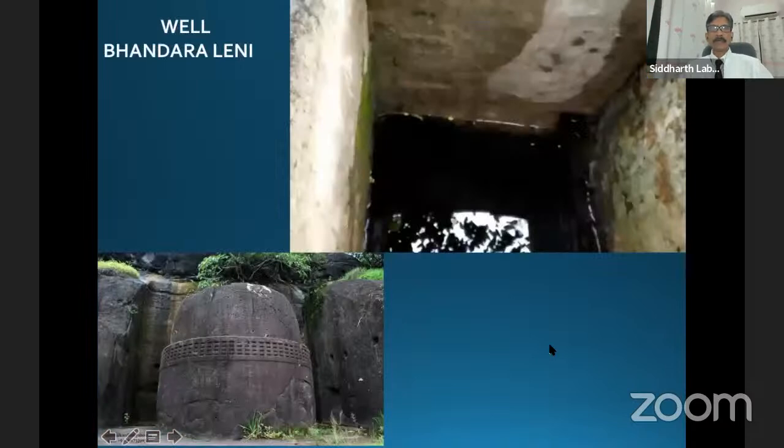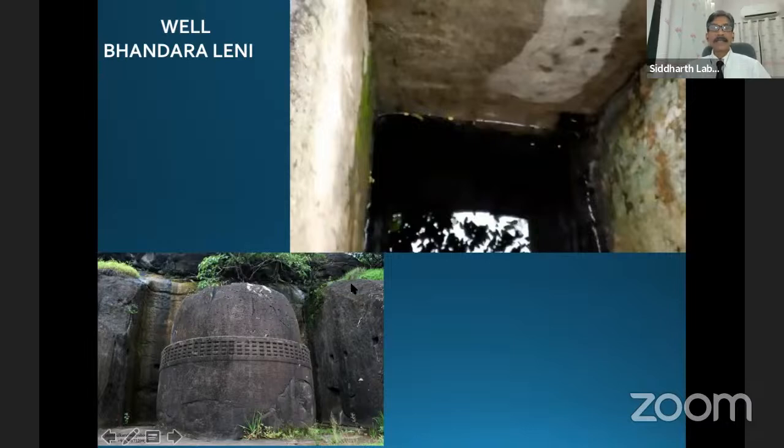Okay. Now, if you see the example of Bhandara Leni, this is near Lonavala, and it's a very beautiful Leni. Saint Tukaram used to sit there and meditate. And here he found this stupa. And this stupa he used to address as Panduranga. So actually he was venerating Buddha. He was meditating in front of the Buddha, that is his stupa, and he used to address him as Panduranga. That was his faith, I think.